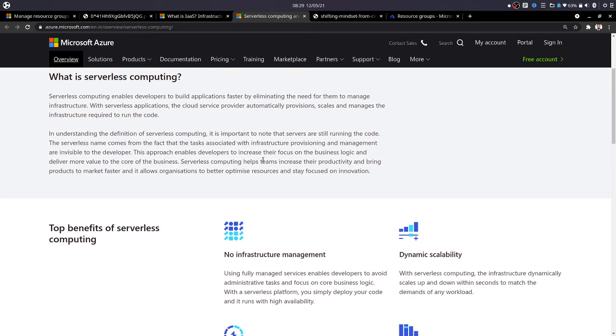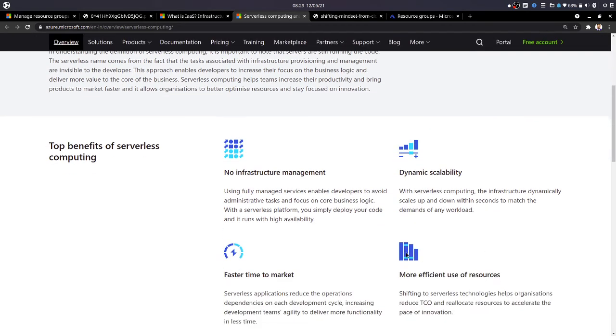Serverless computing helps teams increase their productivity and bring products to market faster, and it allows organizations to better optimize resources and stay focused on innovation. It will help you to scale your company without looking out for the management part. Dynamic scalability: the scalability will take place within seconds. So if you have more traffic coming in to your application, you can scale within seconds with serverless.